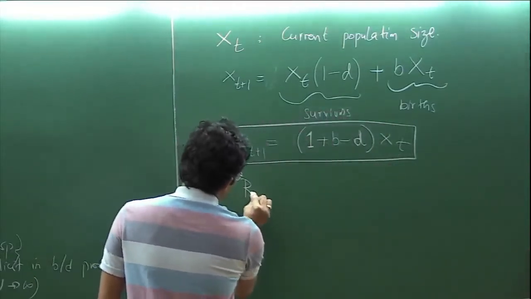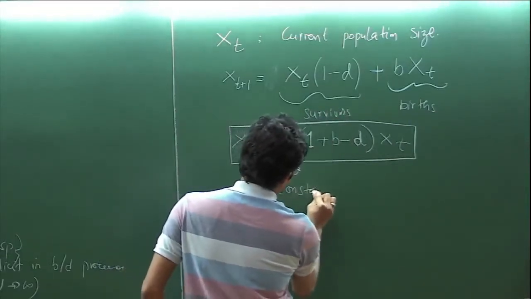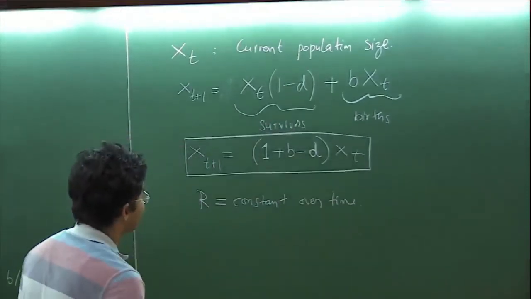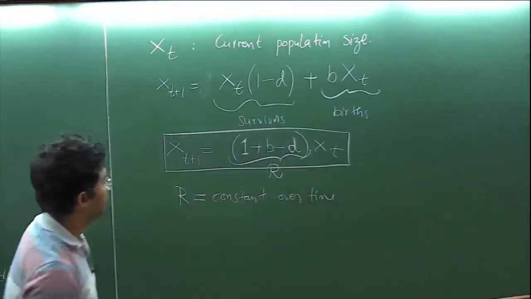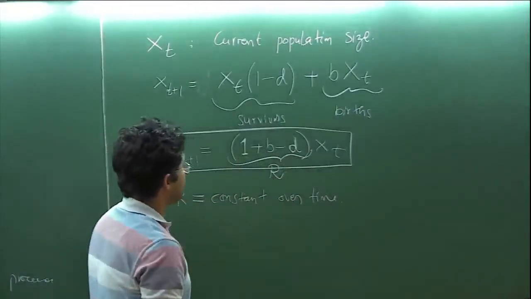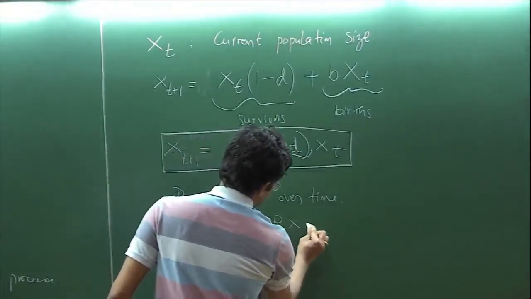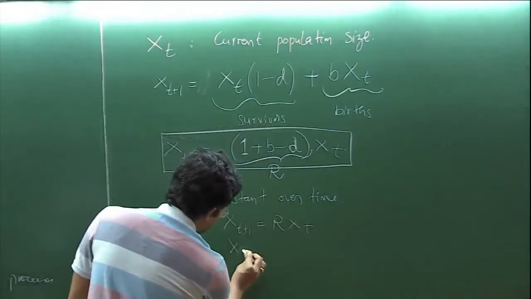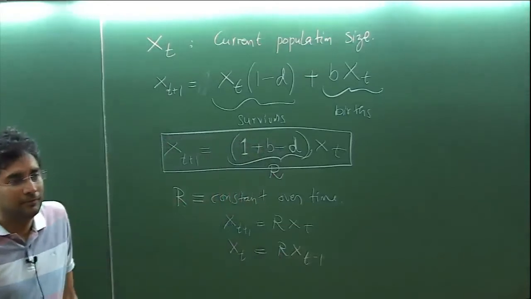Let us make one very ridiculous assumption, and I want you to think a bit more about what this means. It's constant over time. If I do this, can we simplify? I have defined 1 plus B minus D as equal to R, and let me make an assumption that R is constant over time. So if I do that, I can write xt plus 1 as R times xt. Is that fine? Okay, and because I have assumed that R doesn't change over time, xt must have been equal to R times xt minus 1, is that right?